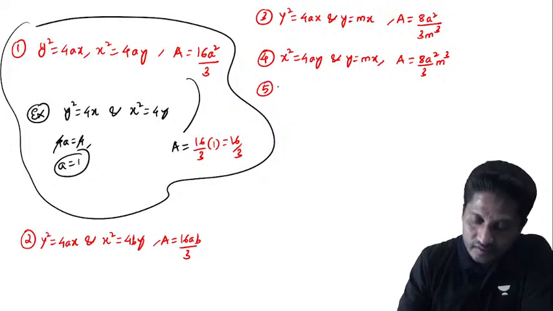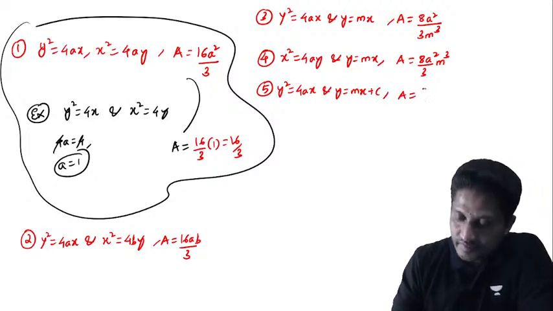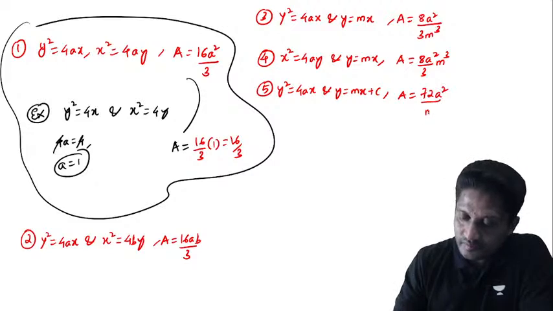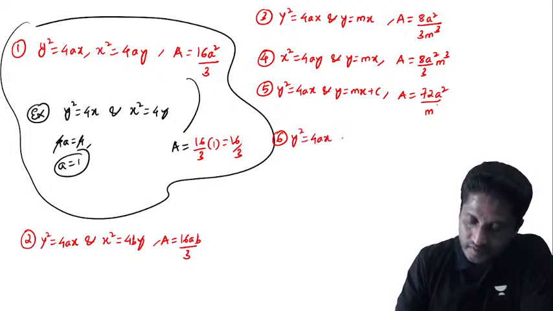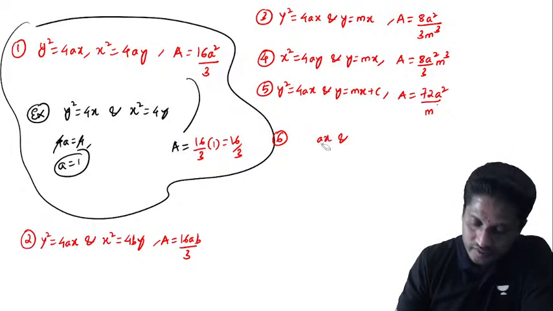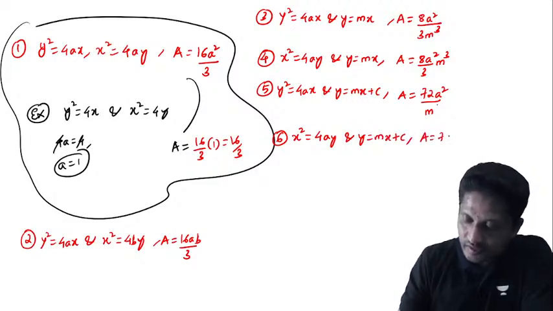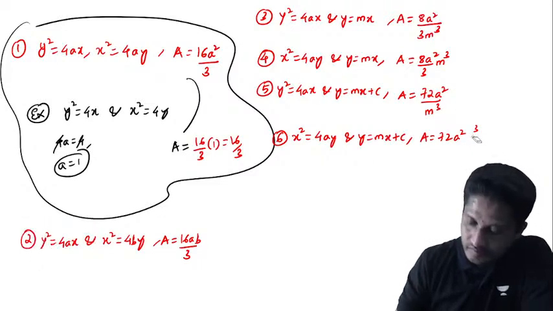Now let's say you have y square is equal to 4ax and the line y is equal to mx plus c. Area is equal to 72a square by m cube. And suppose I take the upward parabola x square is equal to 4ay and the line y is equal to mx plus c, then area will be equal to 72a square into m cube. This is m cube.